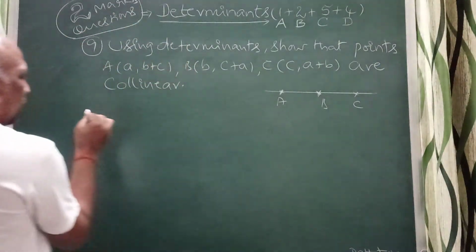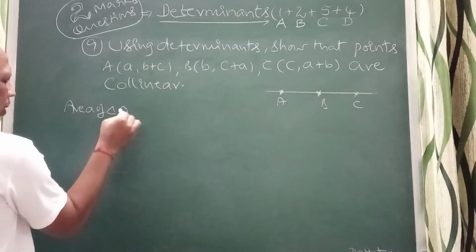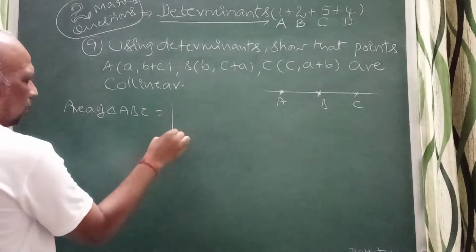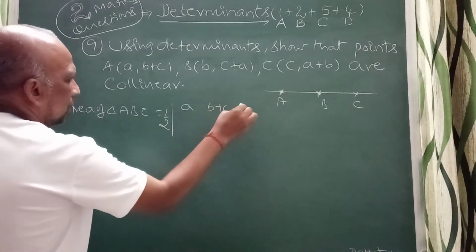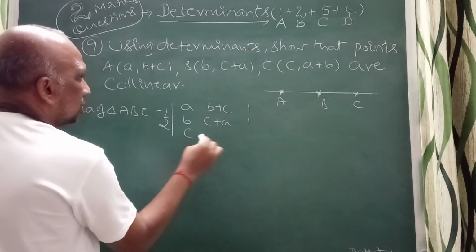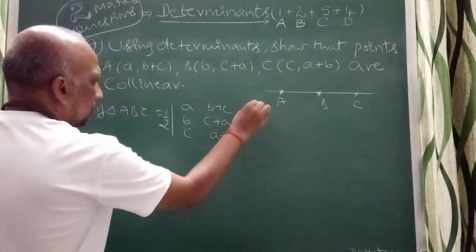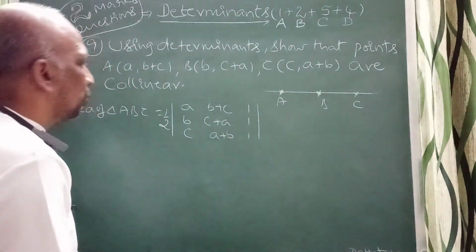So if I take the area of triangle ABC, I can write here: area of triangle ABC is 1 by 2 times the determinant with rows A, B plus C, 1; B, C plus A, 1; C, A plus B, 1. You can expand directly and we get 0. Otherwise, I can use a property here.